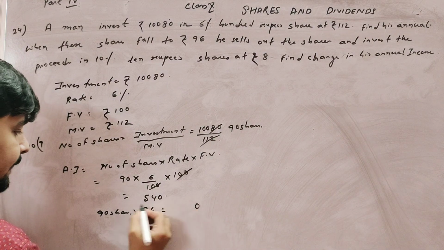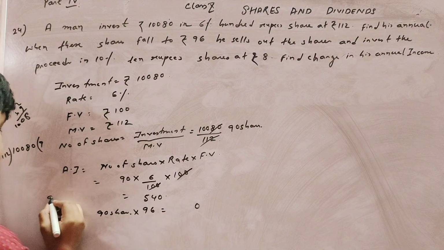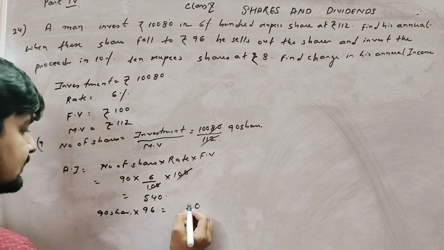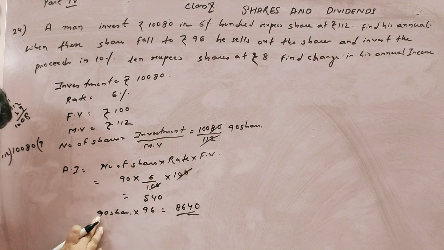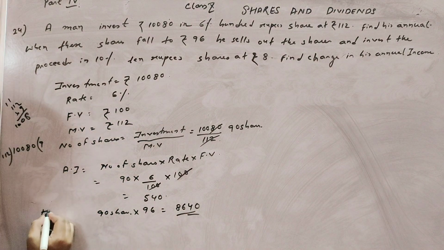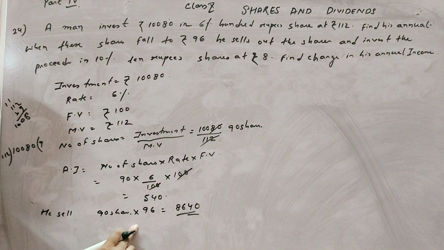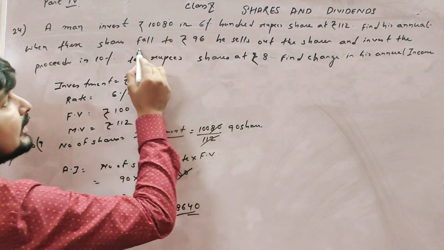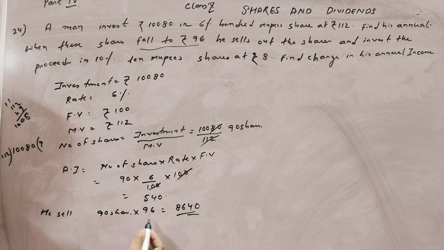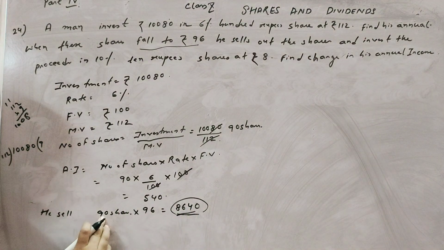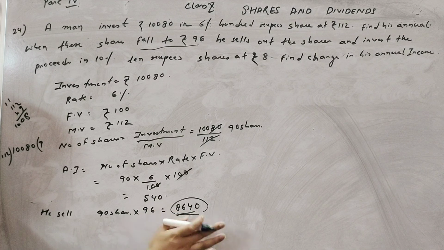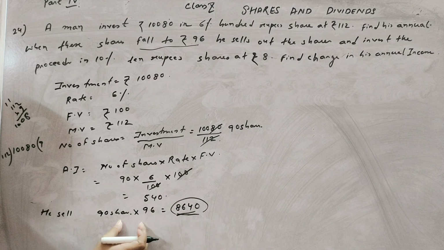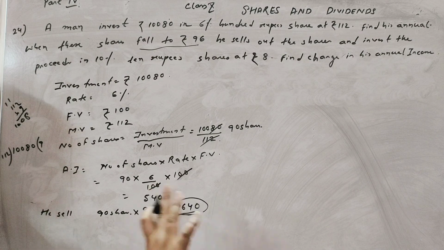and the price of shares falls to rupees 96, that means he sells 90 shares into 96. So 9 6s are 54, 9 8s are 72, 86540. So he sells 90 shares and the price of each share is 96 because the shares fell to rupees 96. So he sells all his shares, 90 shares at rupees 96. So 9 6s are 54, 8640. That means he sells all his shares, 90 shares, and gets 8,640 rupees.